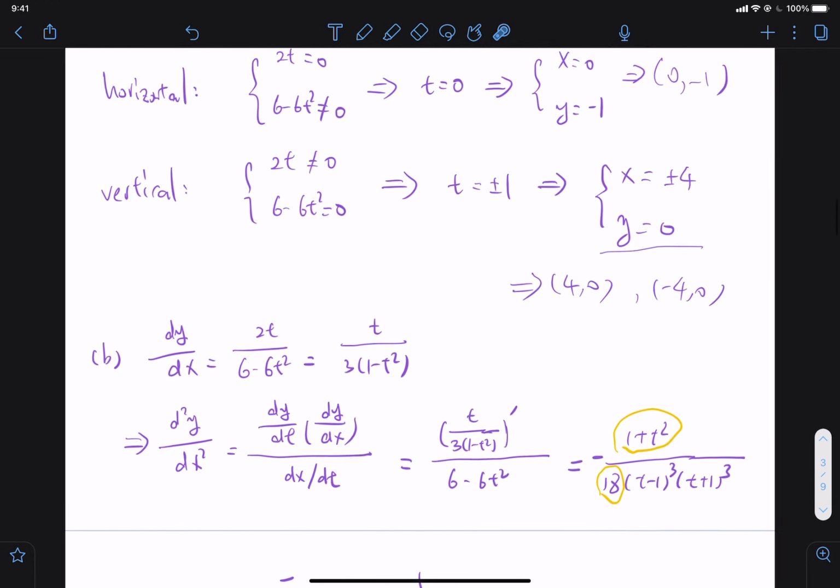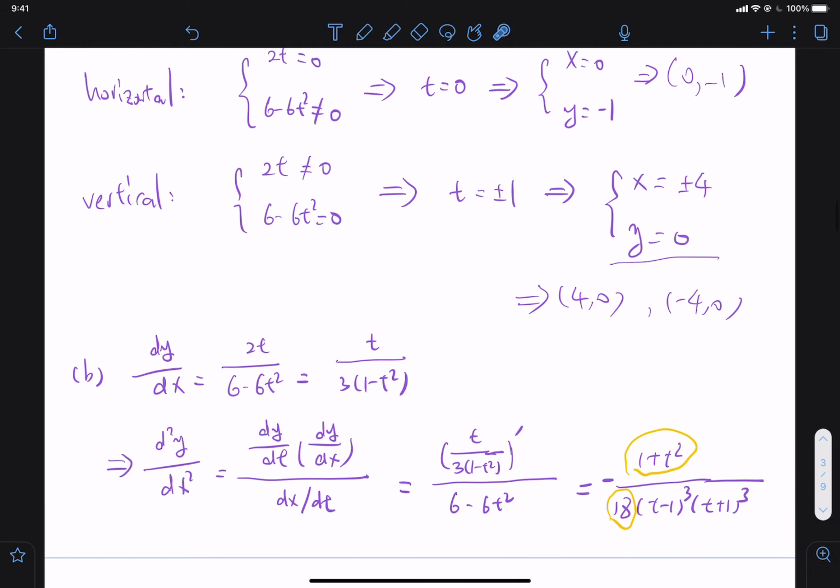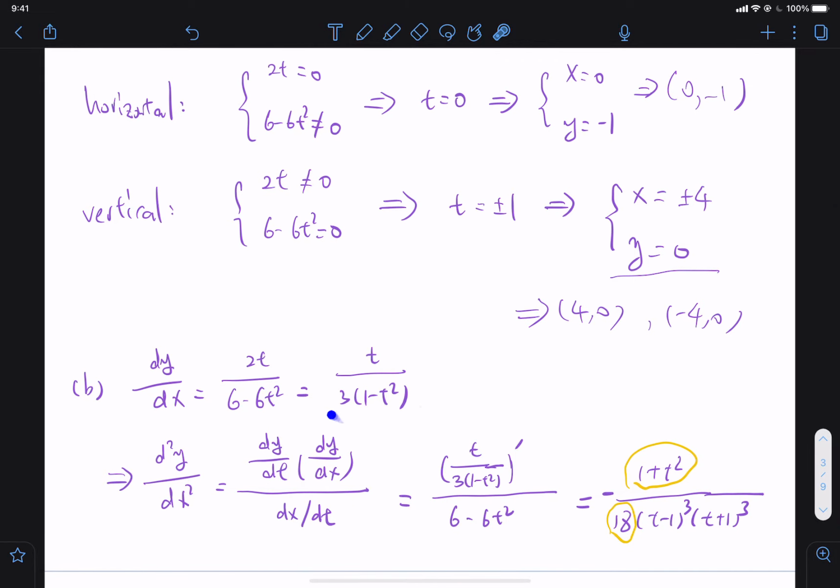For the second derivative, first we write out the first derivative, which was already done in the first question. That is t divided by 3 times (1 minus t squared). And then we take the second derivative with respect to x, but we write that in the form of t. So it's dy/dt of this one, divided by dx/dt.